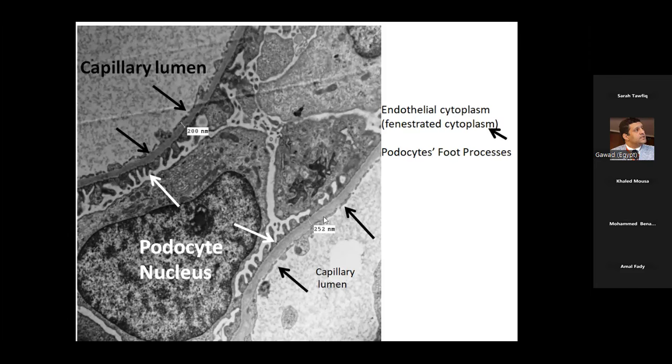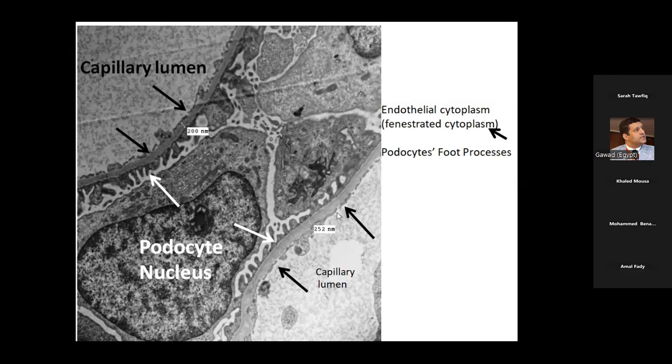So when we say that there are subendothelial deposits, you mean that some or most of these deposits are under the endothelial cytoplasm, right? Or even its nucleus, yes, or whatever. So the podocytes are on one side and the endothelium is on the other side. Please, Sarah, use the cursor when you are talking. That's the glomerular basement membrane.